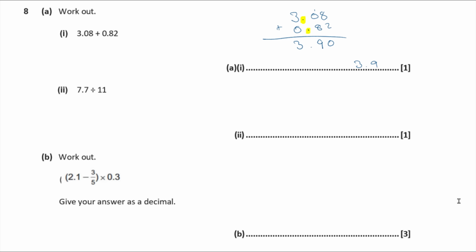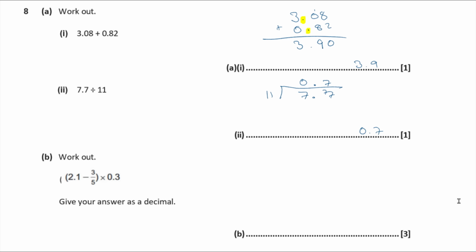7.7 divided by 11. 11s into 7.7. Well, 11s into 7 don't go, do they? They go in 0 times. So carrying the 7 along, 11s into 77, that goes 7 times. So it's going to be 0.7.